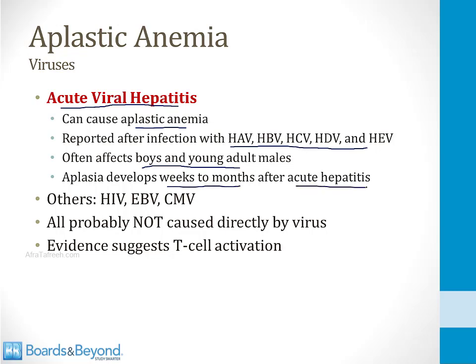There are other viruses as well that have been associated with aplastic anemia, including HIV, Epstein-Barr virus, and cytomegalovirus. In all of these cases, the pathophysiology of aplastic anemia is not understood, but it's believed that it's probably not caused directly by the virus. There is evidence that this also may involve T-cell activation like we talked about before.